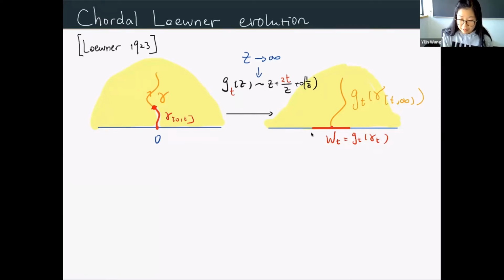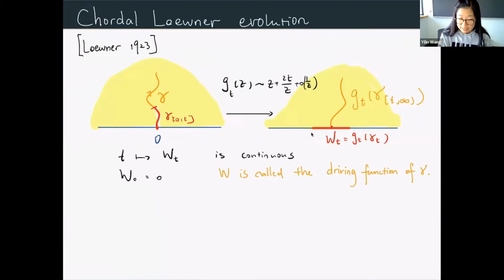And the tip here, you see that this conformal map will send the two sides of this red piece of curve to the real line. So it will open up the two sides of this tip. And the image of the tip is somewhere on the real line, and this is what I call W_t. This is the image g_t of gamma_t. So gamma is now capacity parameterized. And W is called the driving function of gamma. And we have that when W_0 equals 0, then the map is the identity map.